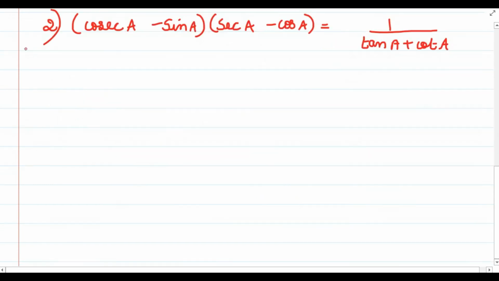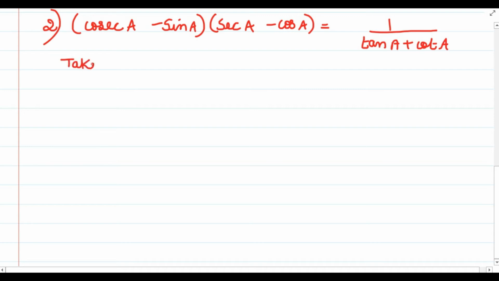So the second problem is: show that (cosec A minus sin A) into (sec A minus cos A) equal to 1 by (tan A plus cot A). So we will take the left hand side, we will arrive at one answer, give that equation number 1. In the same way you take the right side, you arrive at one answer, give that equation number 2. Then we will prove that from 1 and 2, it is clear that left side is equal to right side. So first we will take the left side.